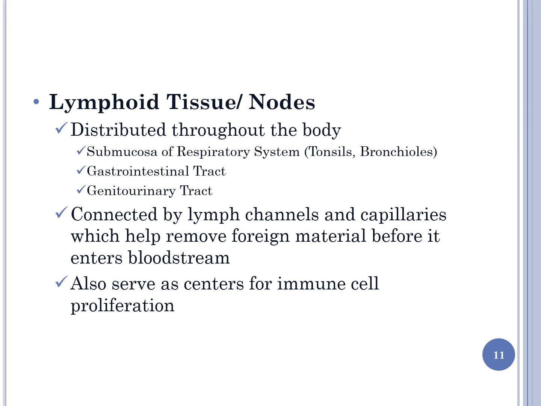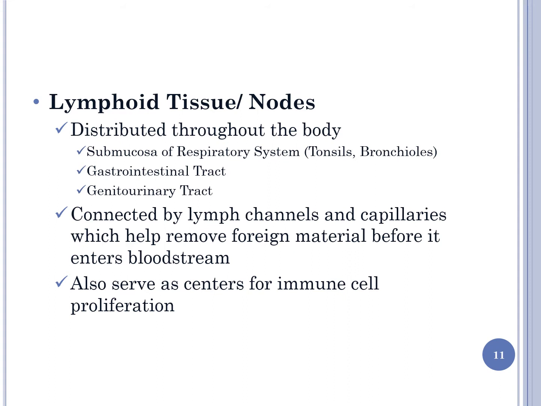All right, so this particular slide is specifically talking about the lymphoid tissue, right? So remember, bone marrow, lymphoid tissue, and spleen. So specifically now we're looking at the lymphoid tissue. So we know that it's distributed throughout the body. We know it's in the submucosa of the respiratory system. You still have tonsils and bronchioles there.